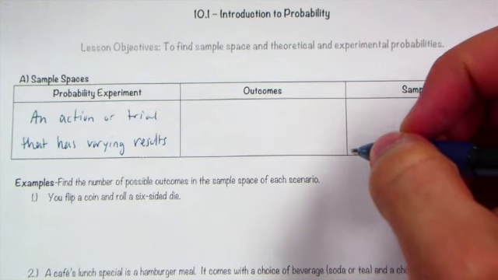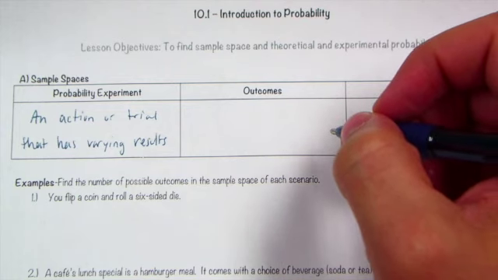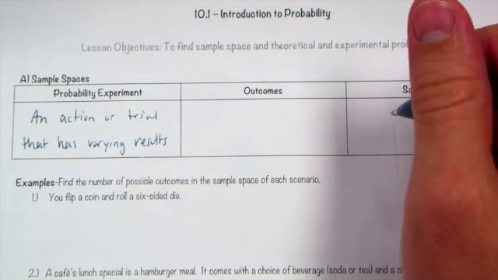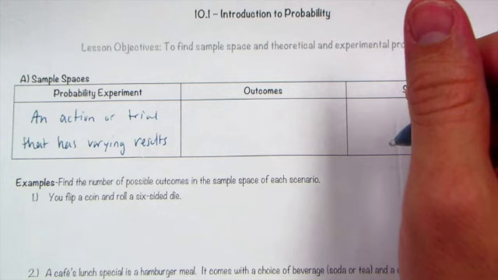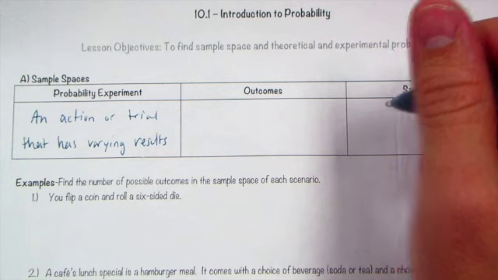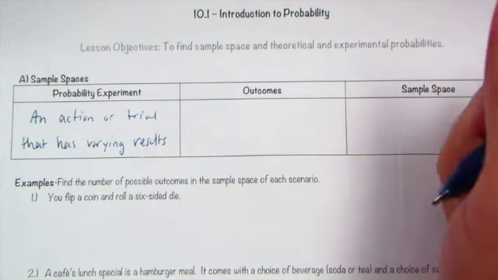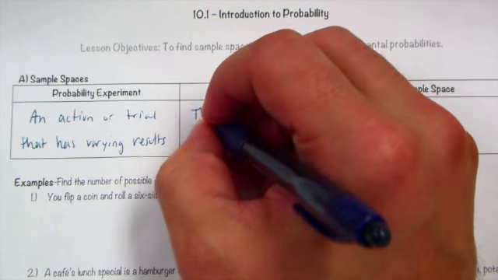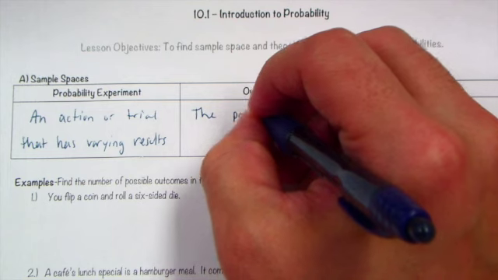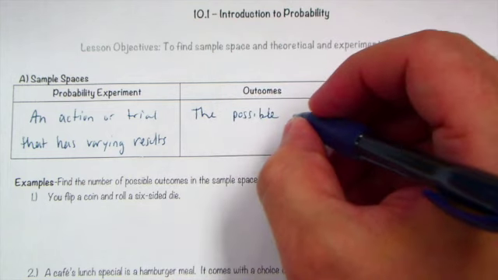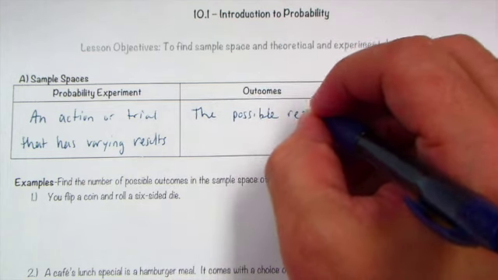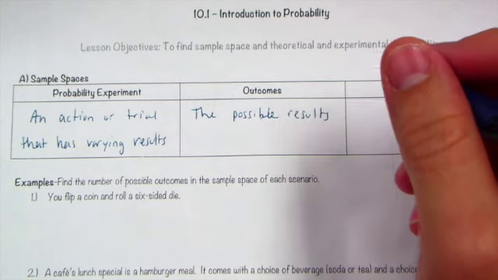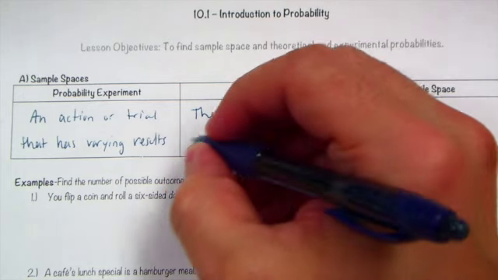Whereas if I were looking at if I just had cards of just queens and what's the odds of getting a queen, that's not really a probability experiment. There has to be varying results. The outcomes are the possible results of a probability experiment.